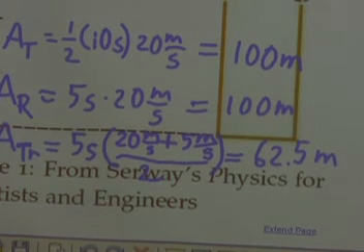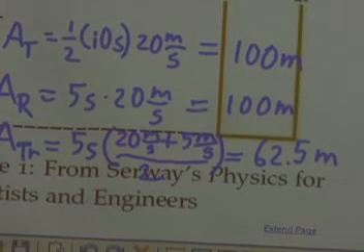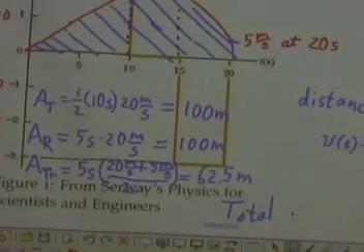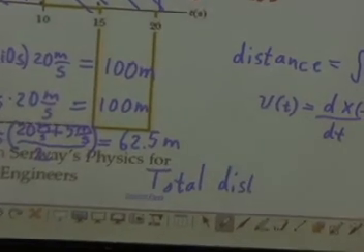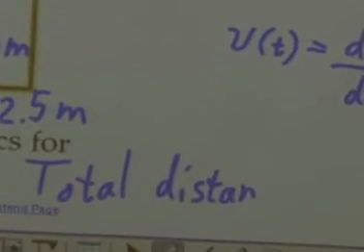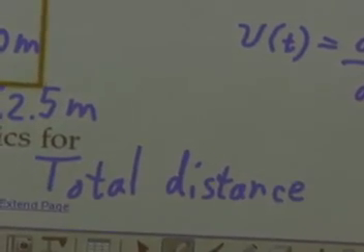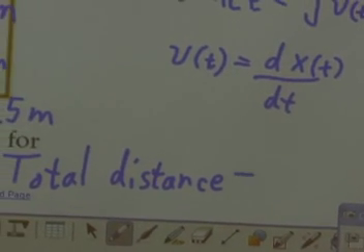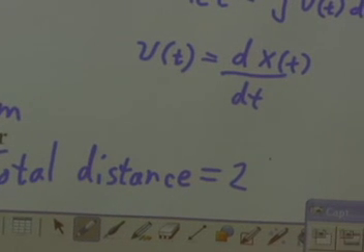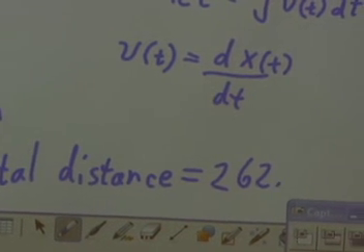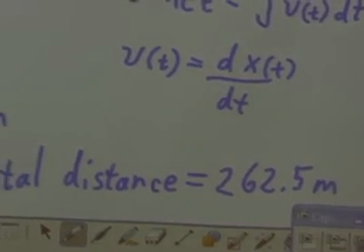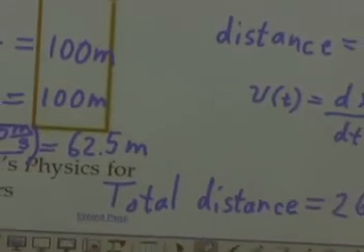meters. Okay. And so the total distance that was traveled is equal to the total of those three, which would be 262.5 meters. Okay.